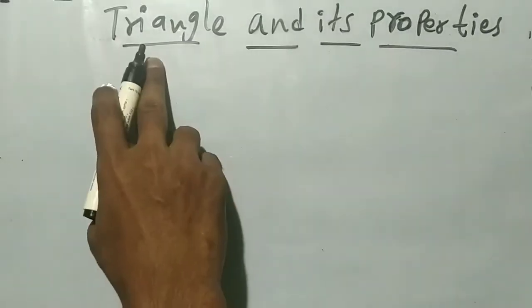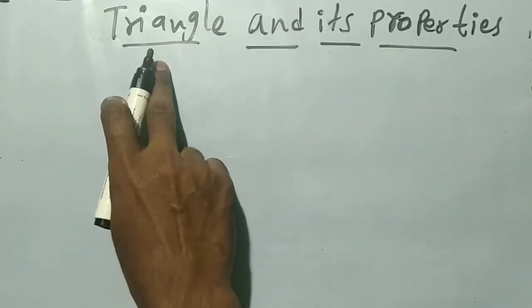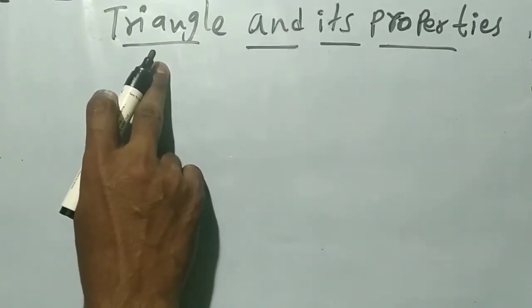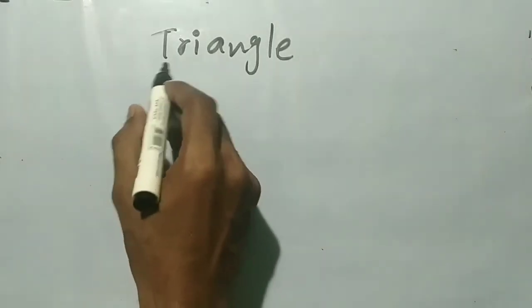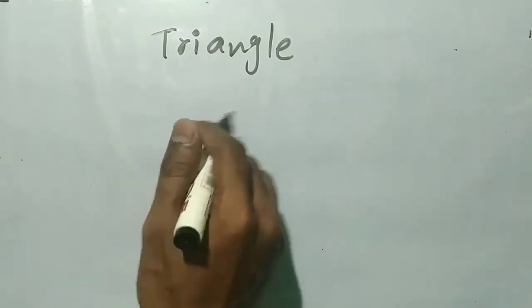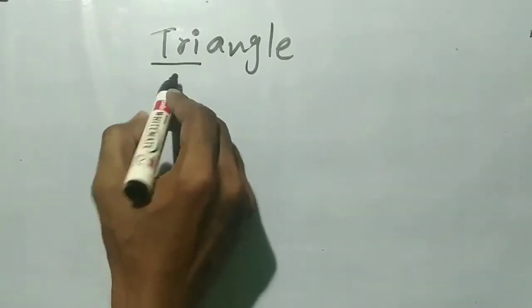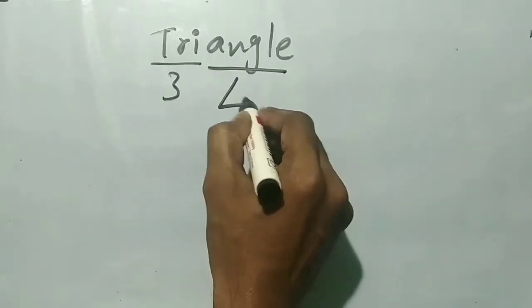The topic is triangle and its properties. Actually, we have to know first what a triangle is and why it is called so. The name triangle indicates how many angles it consists of. That is, tri is nothing but 3, and angle is nothing but angle.